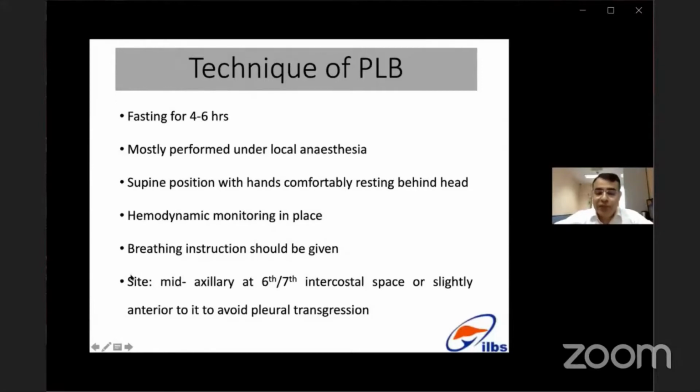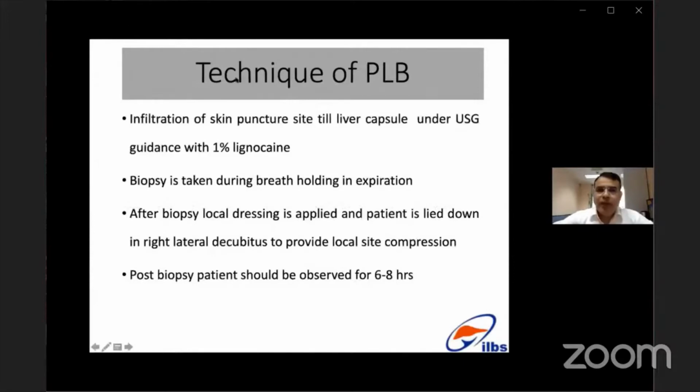The site which mostly should be taken is the mid-axillary line at the 6th to 7th intercostal space. But if you follow me, I'll actually go slightly anterior to the mid-axillary line to avoid any pleural transgression, because the pleura is a bit superior anteriorly and it comes very low in the posterior part of the thorax. Then infiltration of the skin puncture site till the liver capsule, which I have shown. Biopsy is taken during breath holding in expiration, which I again explained.